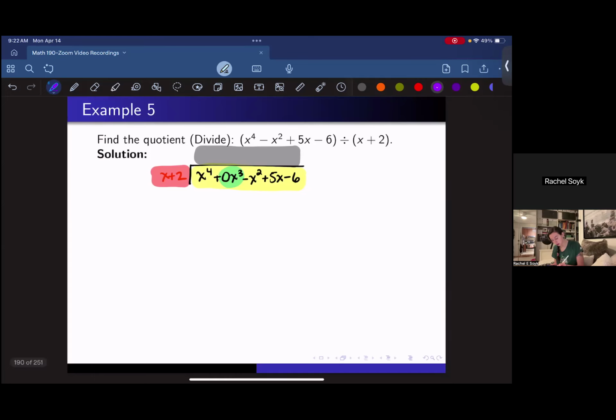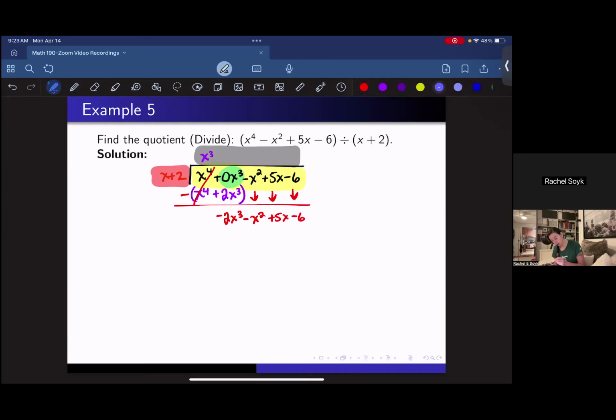X times what gives you x to the 4th? X to the 3rd. X to the third times x gives x to the fourth, and x to the third times 2 gives you a plus 2x to the third. That's why it's really important to have that placeholder there. So now we have a cubic term. We're going to bring everything else down. And we're going to repeat the process.